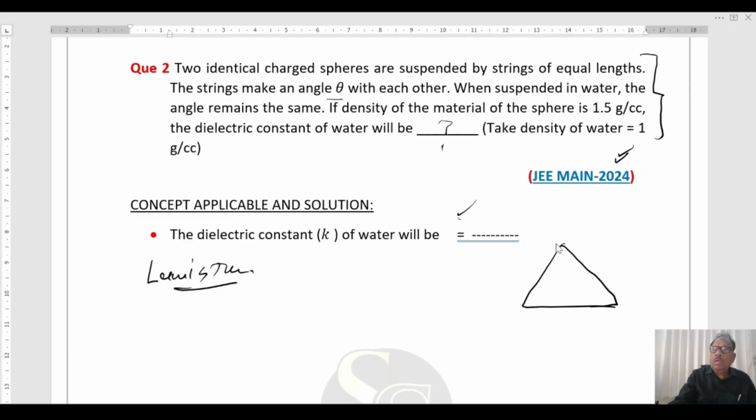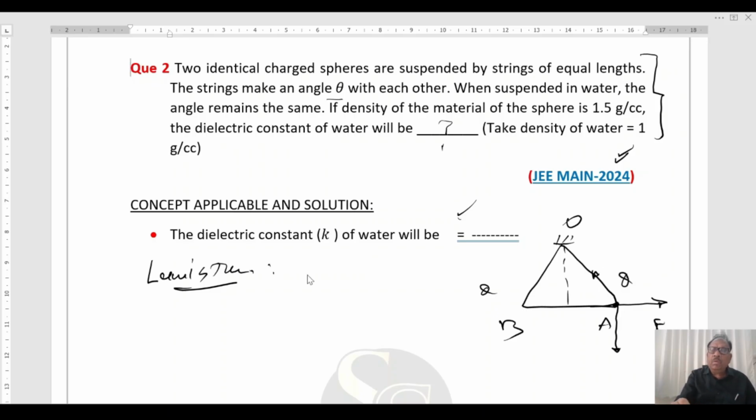O, A, B, these are the two charges, identical charges. Say this is Q, this is Q. Electrostatic repulsive force. Weight is acting vertically downward. Tension in the string.